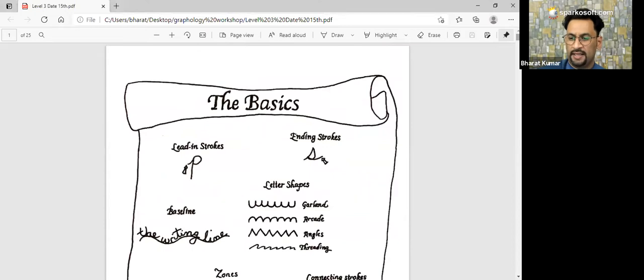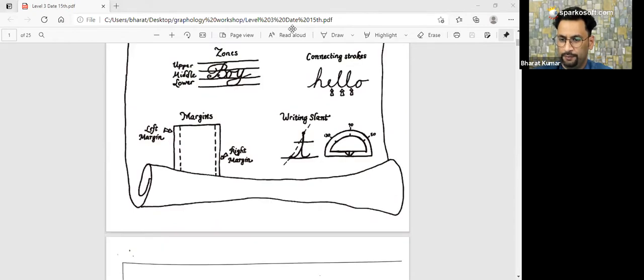Our target is the basics and then the extended form of slant, margin, joining lines, angles. That will be joining lines, angles, pressure, and slant. Slant is extremely important. Very, very important part is slant.